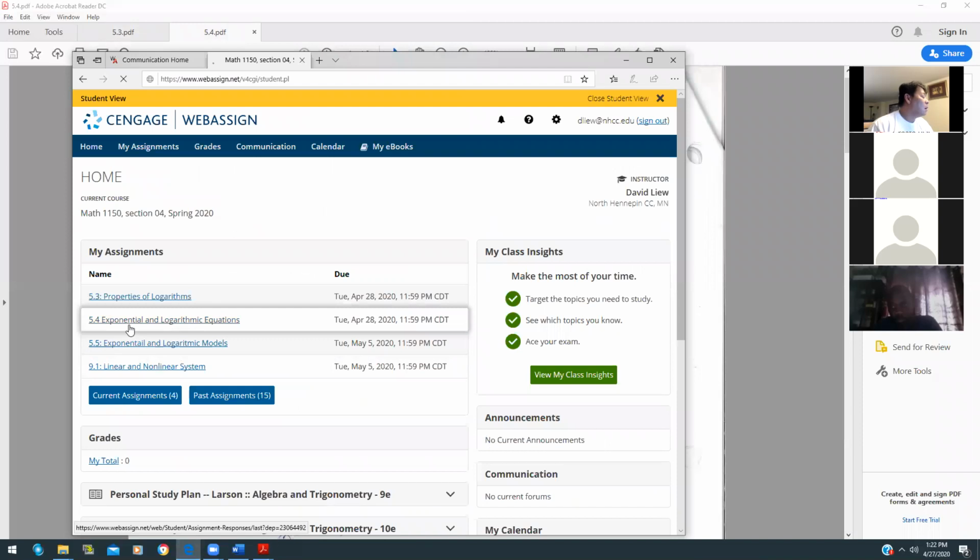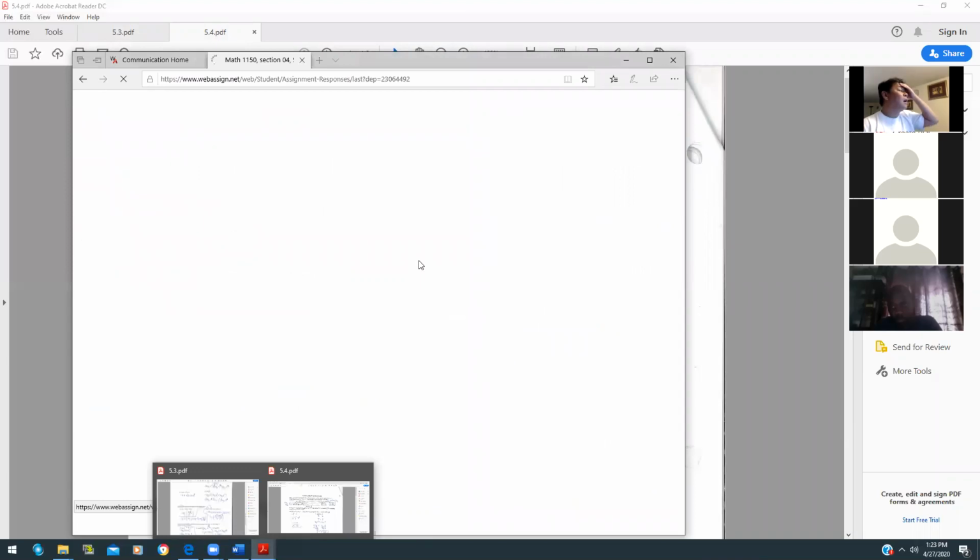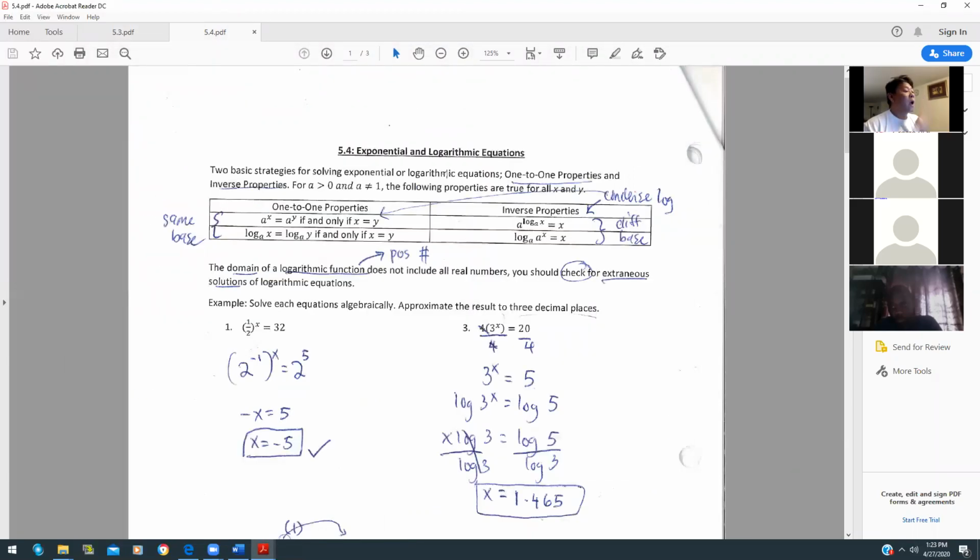All right. So let's talk about your work for 5.4 first. Every time you solve an equation, it can be an exponent question or a log question. If you have an exponent question and you can make them the same base, then you make them the same base, and then your powers are equal. Otherwise, you can log both sides and then move your power down, using what we call the inverse property.